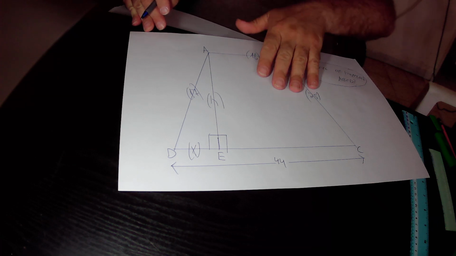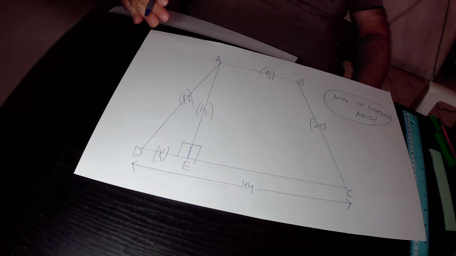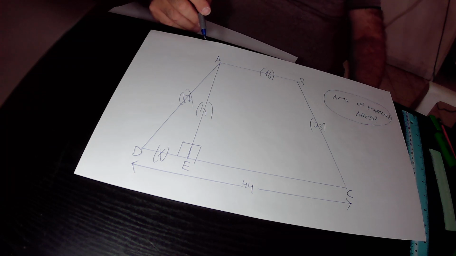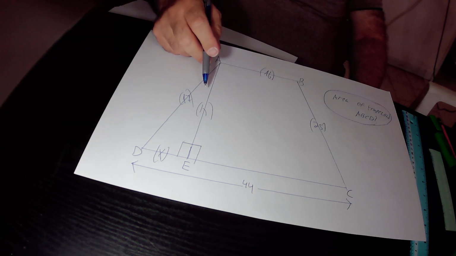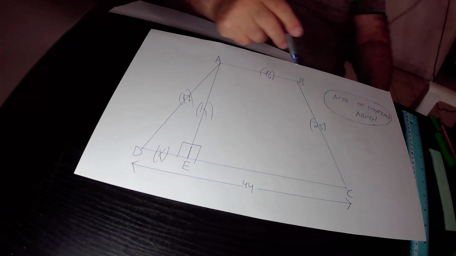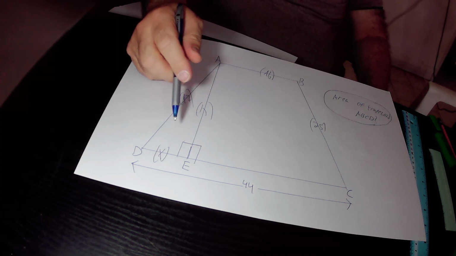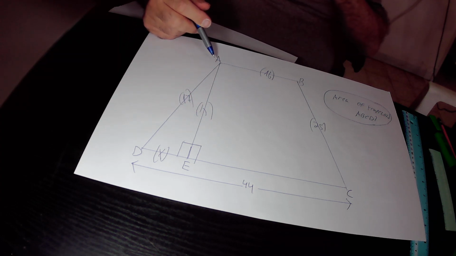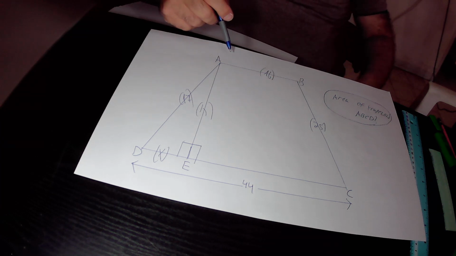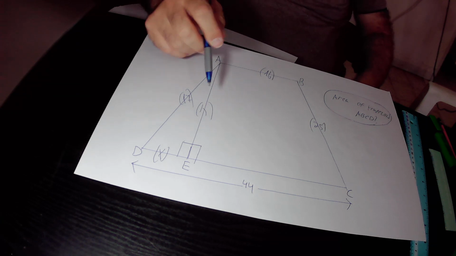AE, equal to h, is the height of trapezoid ABCD. Why is AE the height of trapezoid ABCD? Because AE makes 90 degrees with the base DC. Therefore, AE is one side of the right triangle AED, and AE is also the height of this trapezoid ABCD. So in the next step, I'll copy the right triangle AED onto a new page and we'll implement the Pythagoras theorem on this right triangle AED.